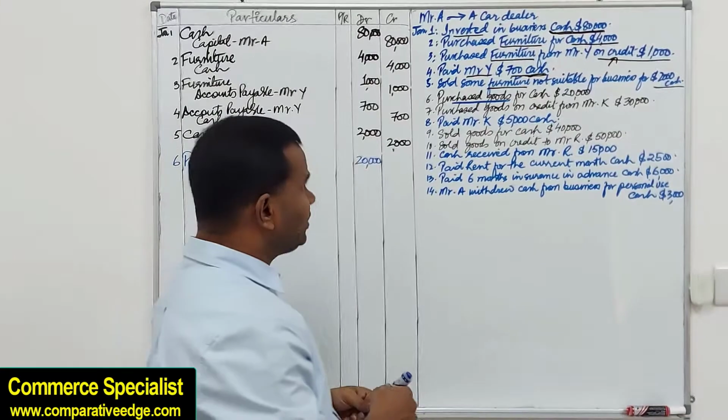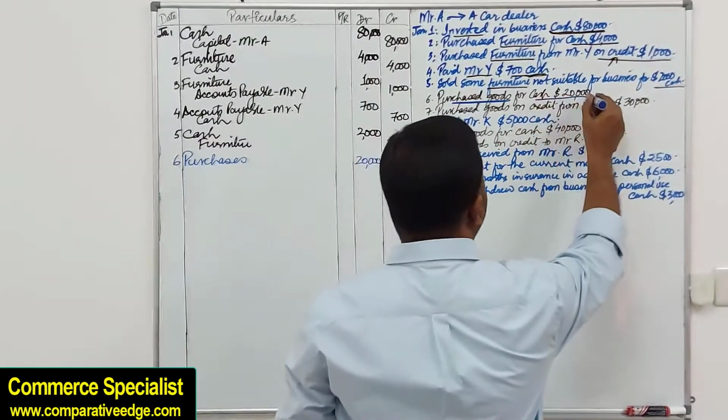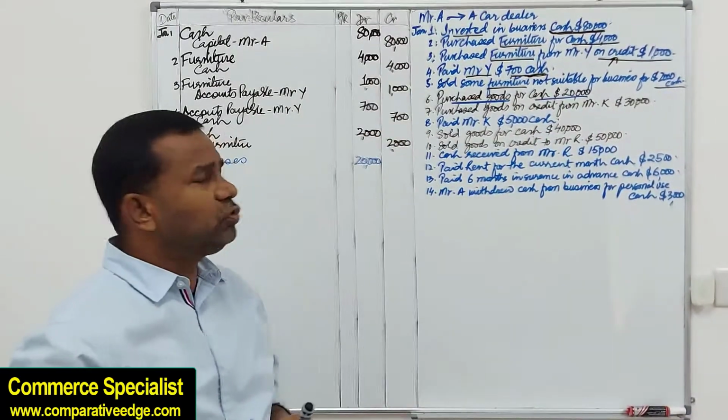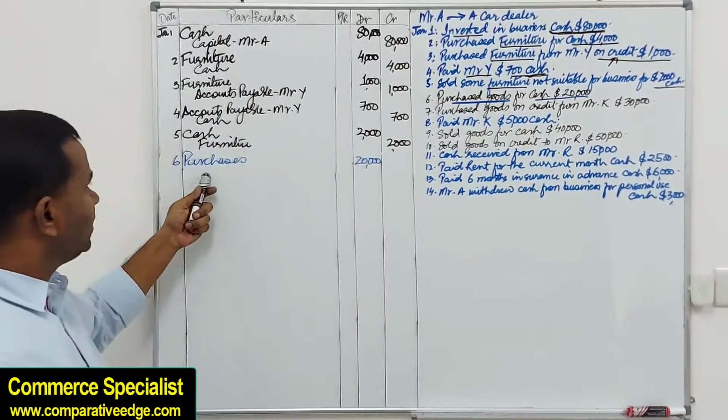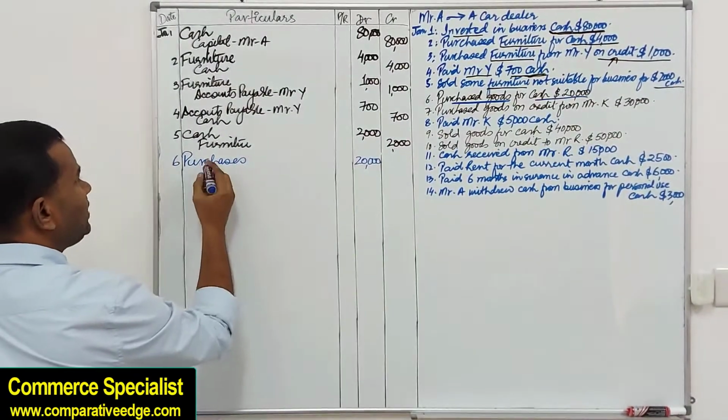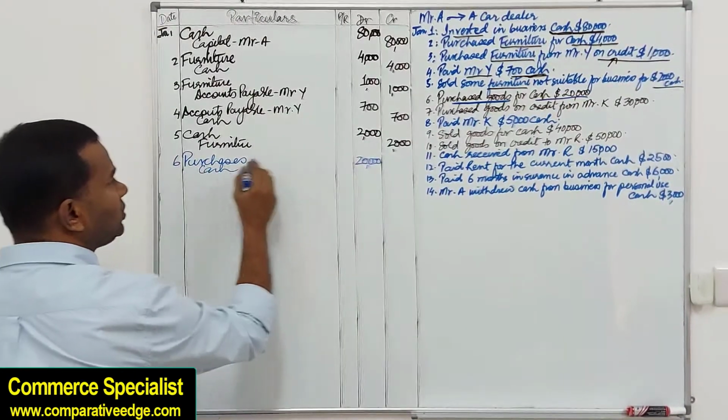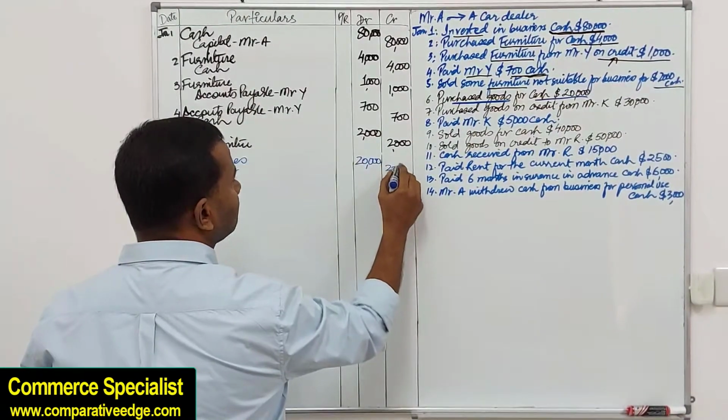Alright, what's happening next? Paid cash. Purchase goods for cash 20,000. So I purchased goods, cost increases, I debited purchases. I'm paying cash, so decrease in an asset, I'm going to credit cash 20,000.